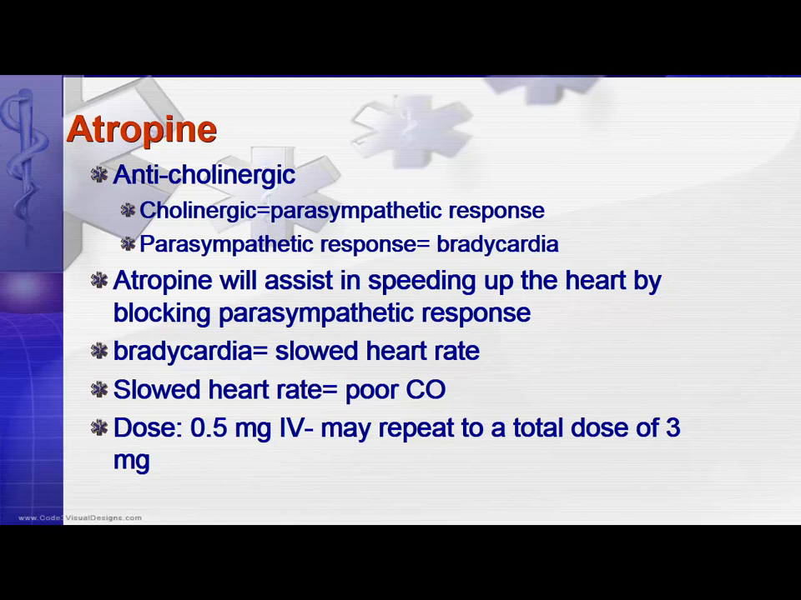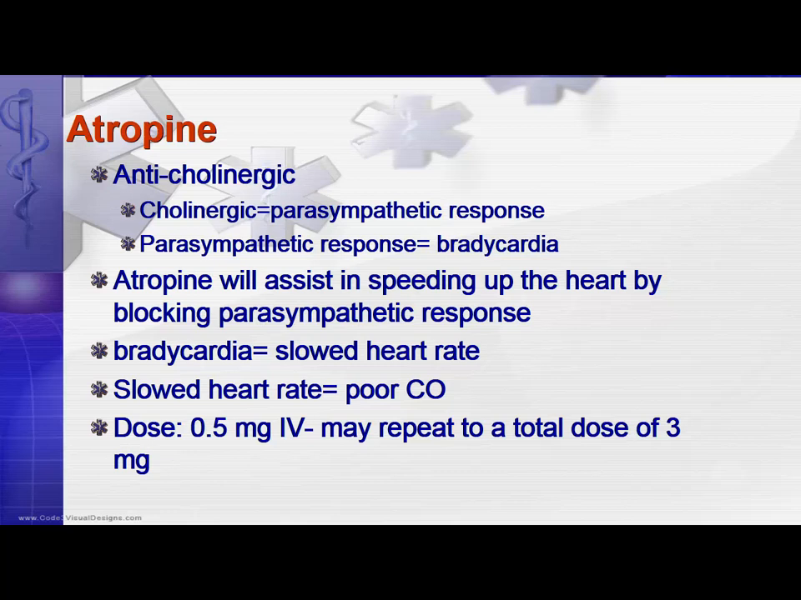Does that make sense to you guys? Understanding the mechanism there is important when it comes to these drugs. Atropine will assist in speeding up the heart by blocking the parasympathetic response, meaning that we vagaled in this situation. We got this rush of acetylcholine, and through some complex chemical reactions in blocking, we essentially say, hey, watch out, acetylcholine, get off of the SA node. You're not going to make it slow down any farther. Now we're going to try to speed it up again.